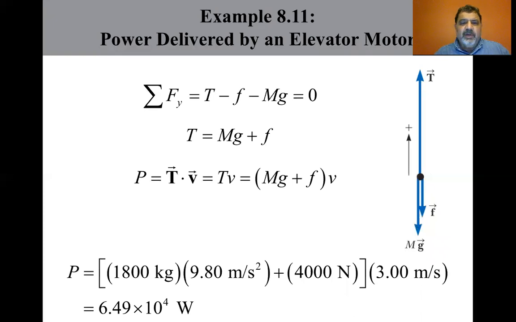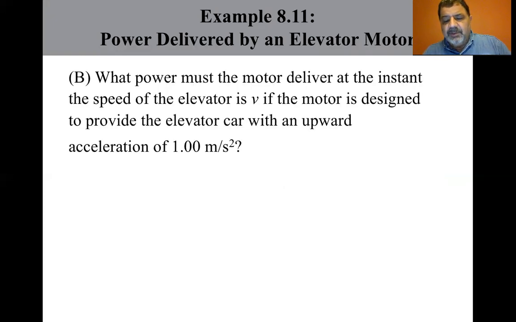Okay, let's look at part B. What power must the motor deliver at the instant the speed of the elevator is v if the motor is designed to provide the elevator car with an upward acceleration of 1 meter per second squared? Now, in this case, the motor must apply the force of magnitude T that pulls the elevator car upward with an increasing speed. We expect that more power will be required than in part A, because the motor must now perform the additional task of accelerating the car.